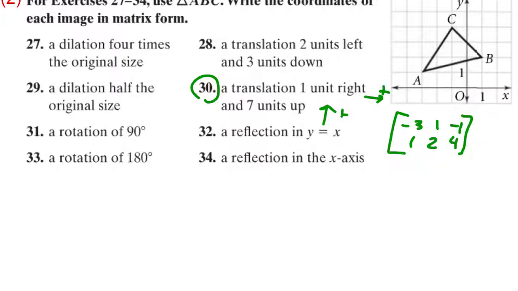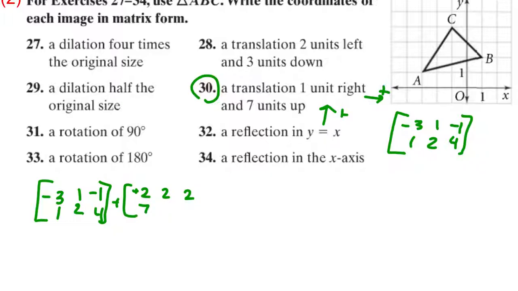Okay. And so now I'm going to create the translation matrix. Just rewrote the coordinate matrix. The translation matrix says 1 unit right. So for every element I have in the first row, I'm going to write 2. And then 7 units up, so every element in the second row, I'm adding a 7. And now we just simplify.